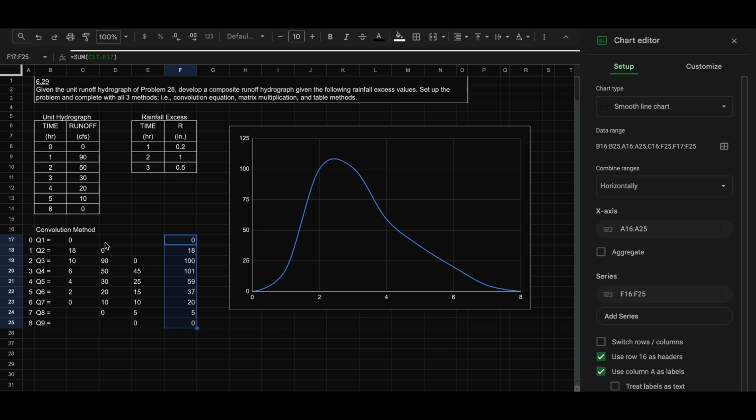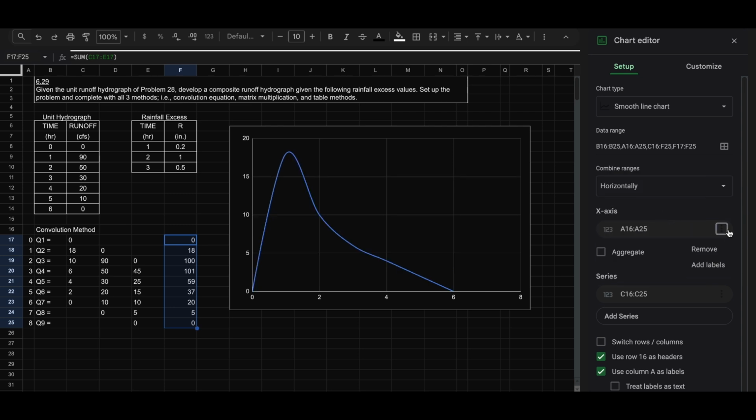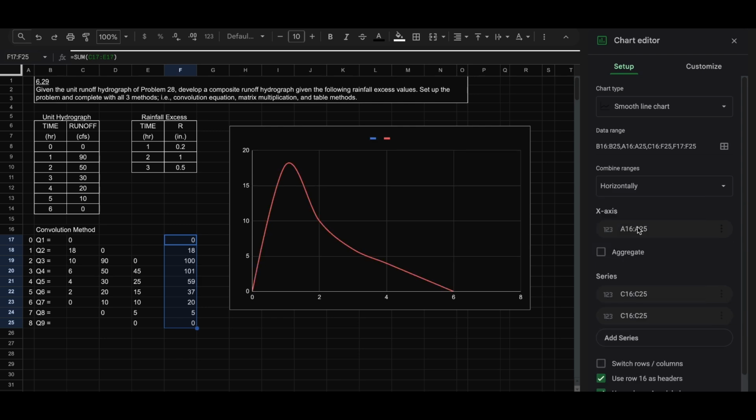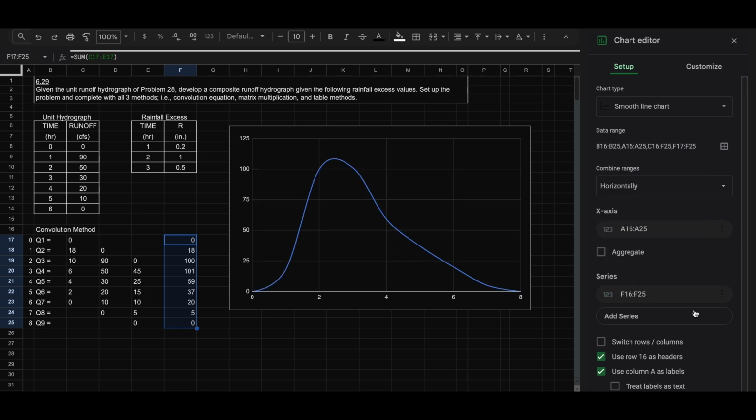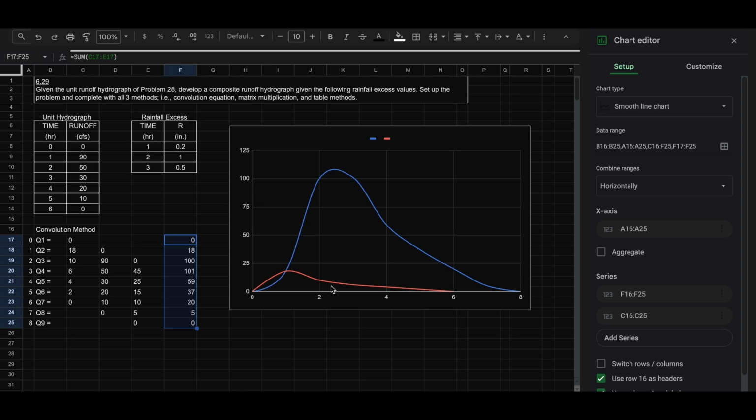But the nice, cool thing about this method is you can also plot each one individually and see when they start, if you follow that approach. Now let's do column C here, which will be the first storm of 0.2 rainfall excess. Column C is right here. No, wrong one. Add series, column C. What is happening? This is the total. Add series, column C. Okay. Now we have at the very first, the 0.2 inches rainfall excess multiplied by the unit hydrograph.